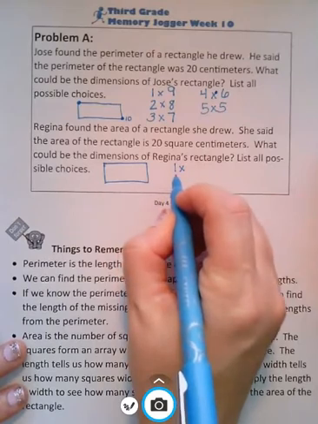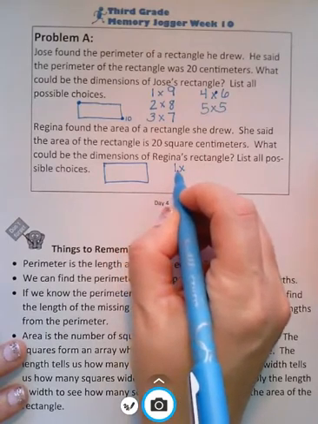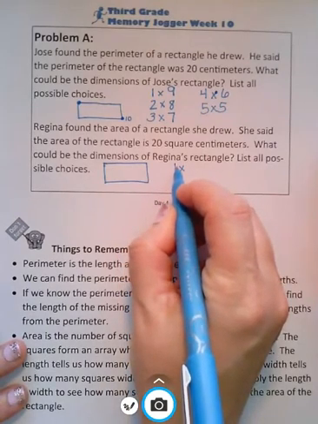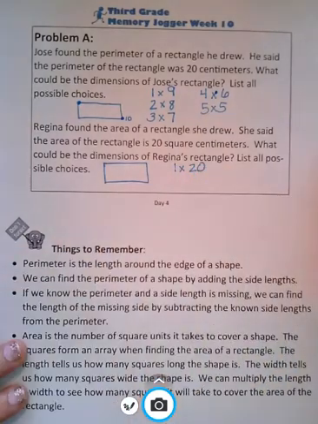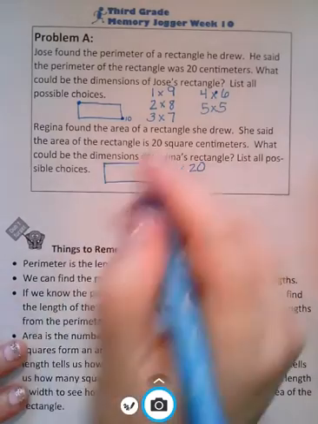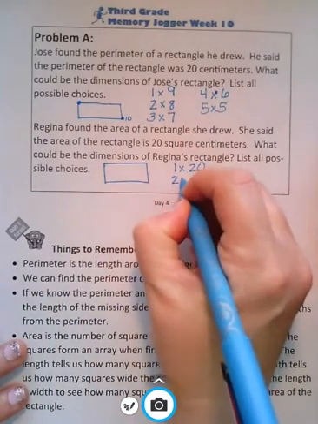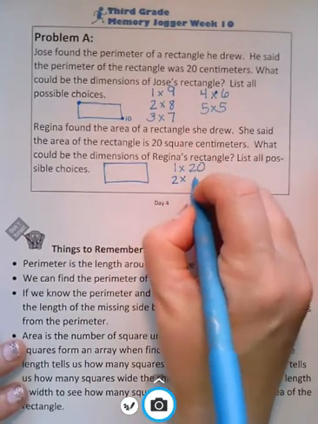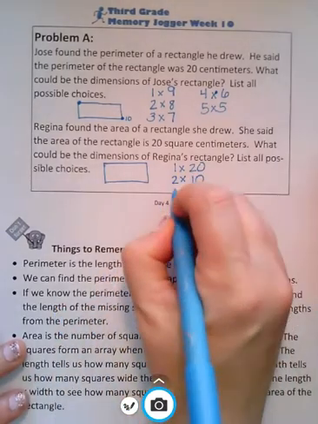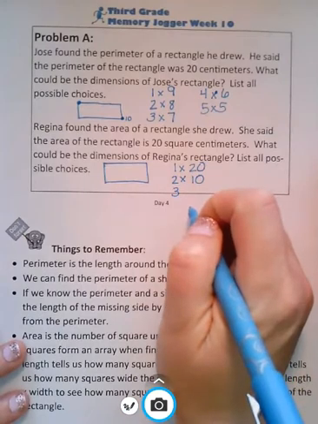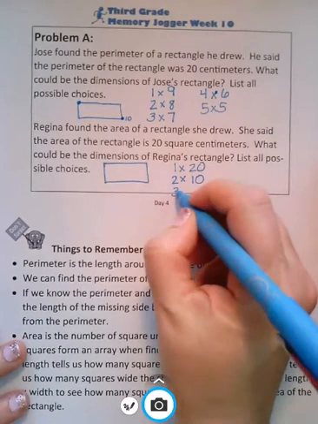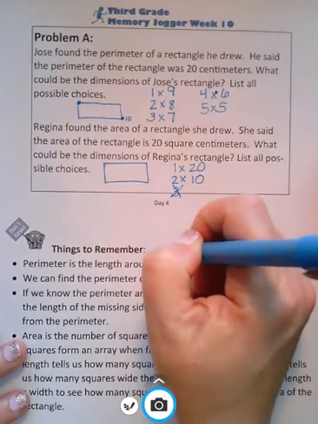If one side was 1, so there was 1 row, how many squares would have to be in that row? There would have to be 20 in that row if there was only 1 row for it to equal 20 square centimeters. What if I made 2 rows of the 20 squares? 2 times 10. What if I made 3 rows? I couldn't have even rows, so it wouldn't be a rectangle. So I can't use 3.